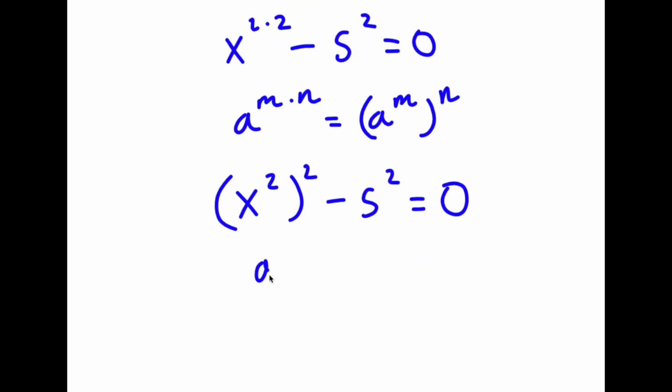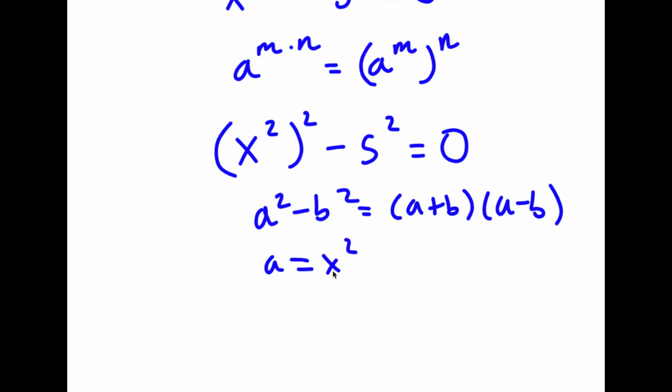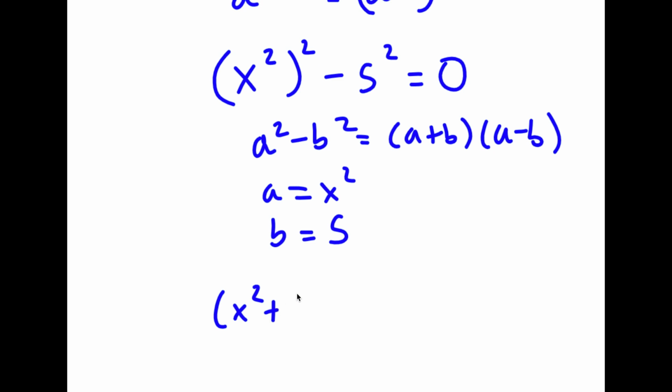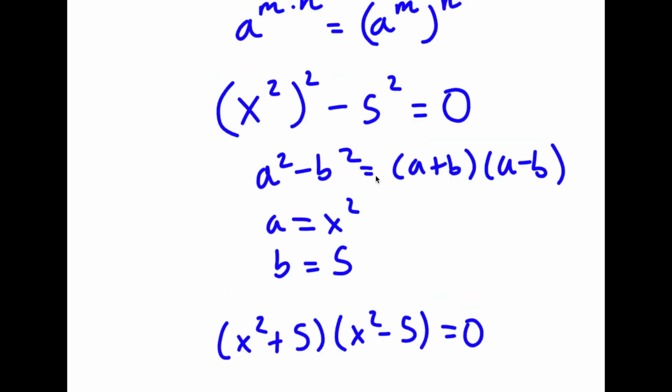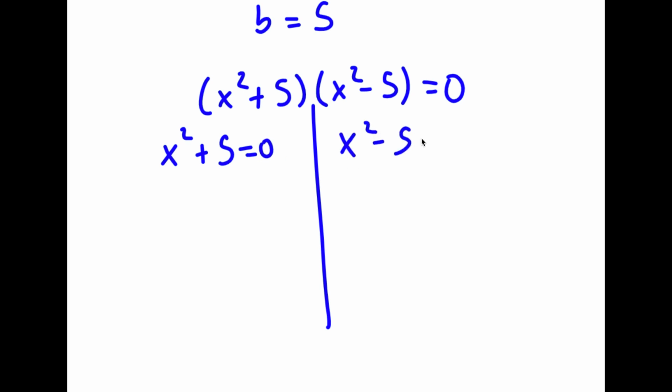Now, if I have something in the form a² - b², this is equal to (a + b) times (a - b). So in this case, a is x² and b is 5. So I have (x² + 5) times (x² - 5) is equal to 0. So now this gives me two equations. I have x² + 5 = 0, and I have x² - 5 = 0.